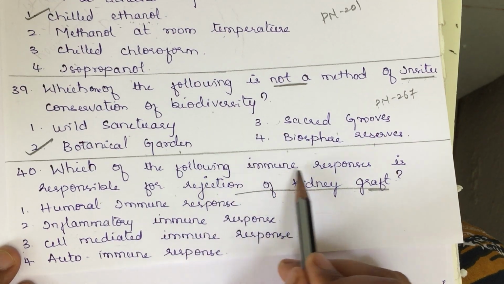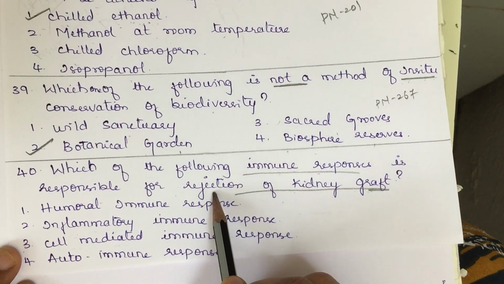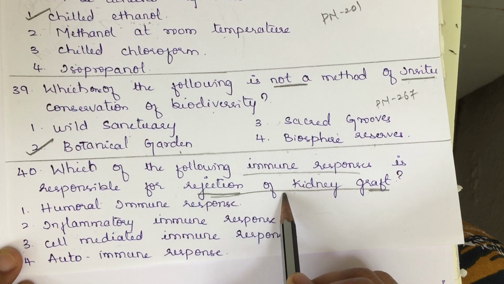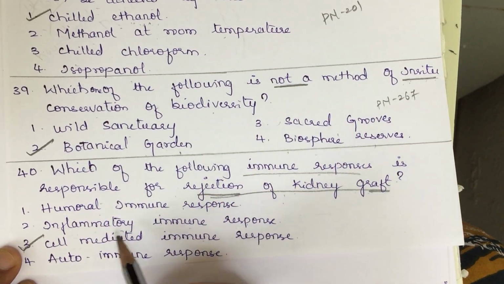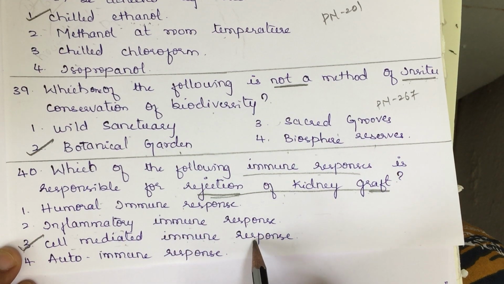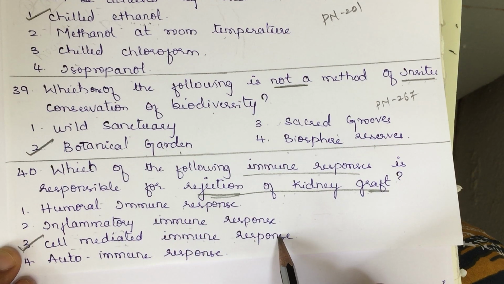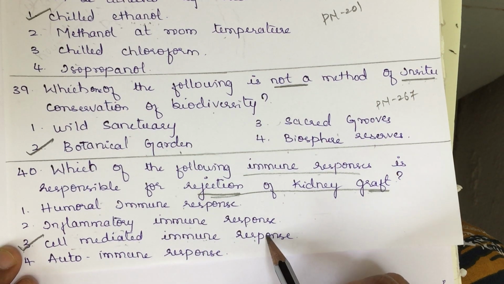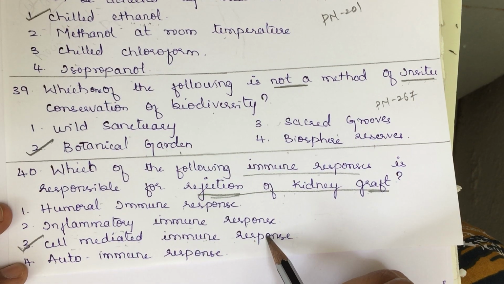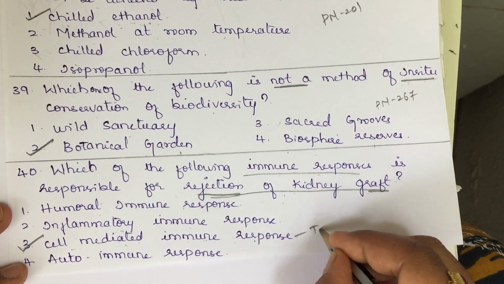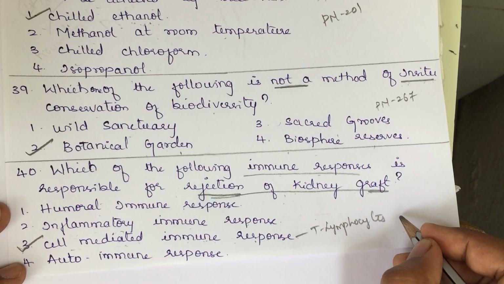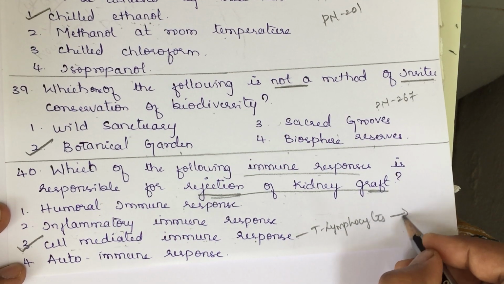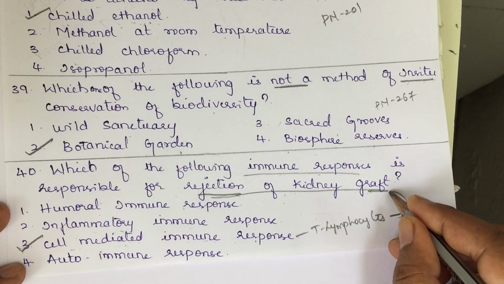Which of the immune responses is responsible for rejection of kidney graft? Humoral immune response, inflammatory immune response, cell mediated immune response, autoimmune response. It is cell mediated immune response, because the cell is going to identify the new cell which has entered inside the body. This cell mediated immune response is going to function through T lymphocytes. These T lymphocytes directly attack pathogens or graft.